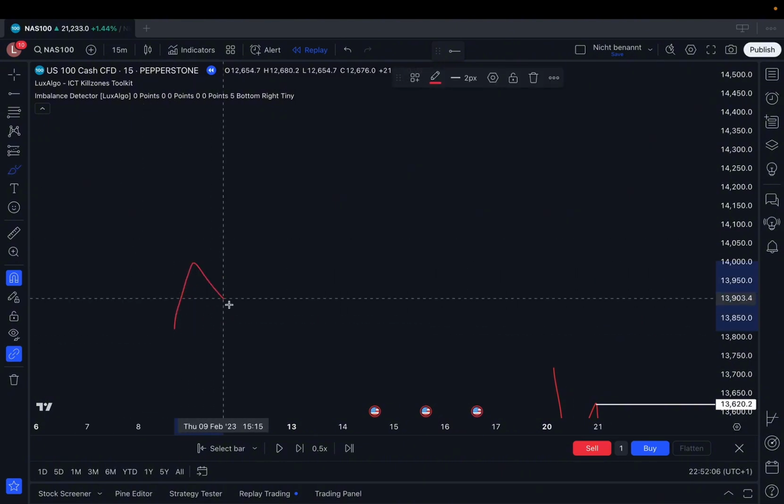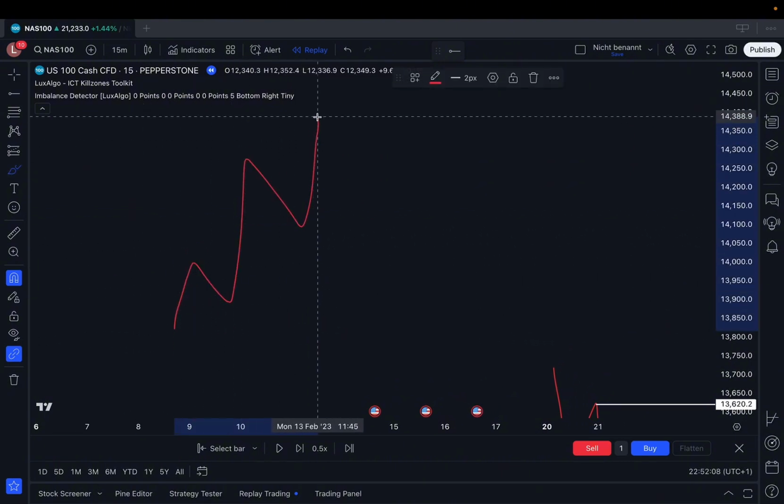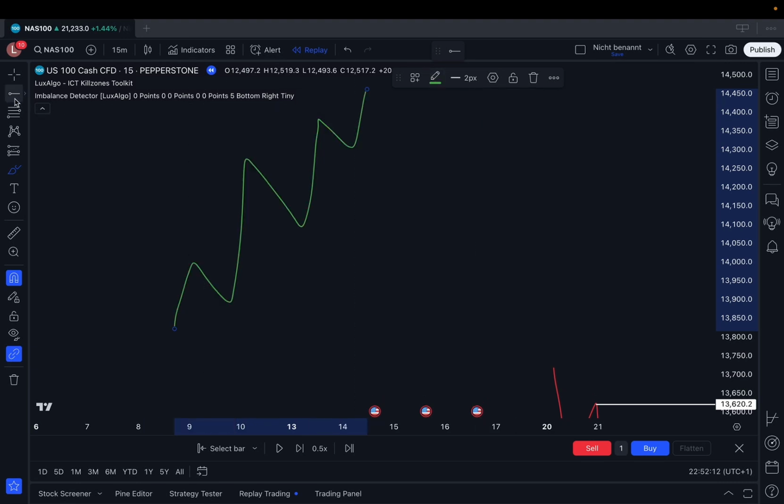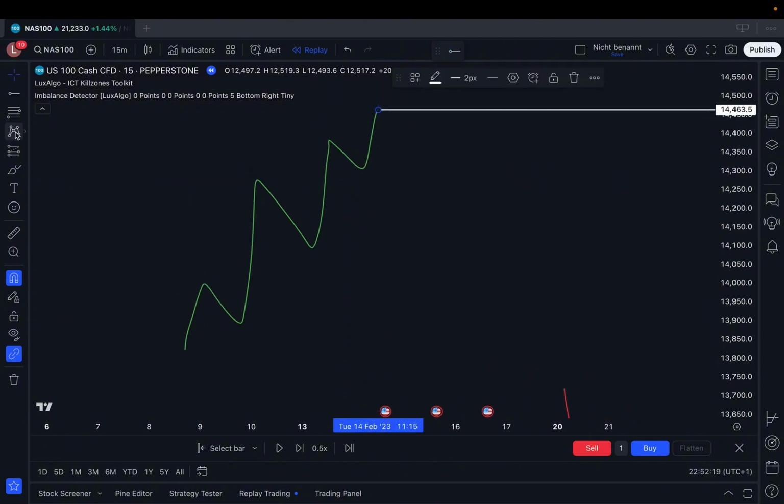Now, if we have an uptrend, for example, wait, let me change that. And then suddenly we don't have higher highs anymore. We have a... wait. Let me delete that. My bad.